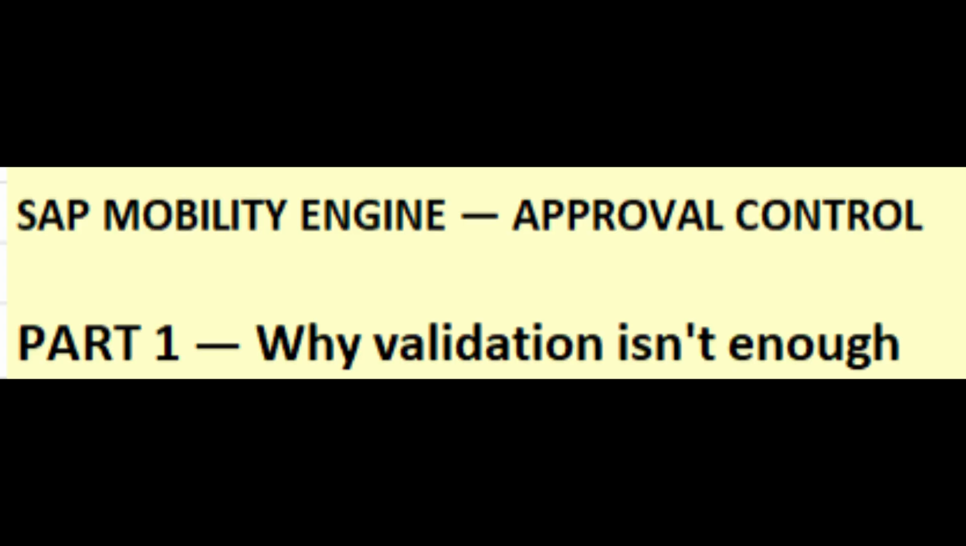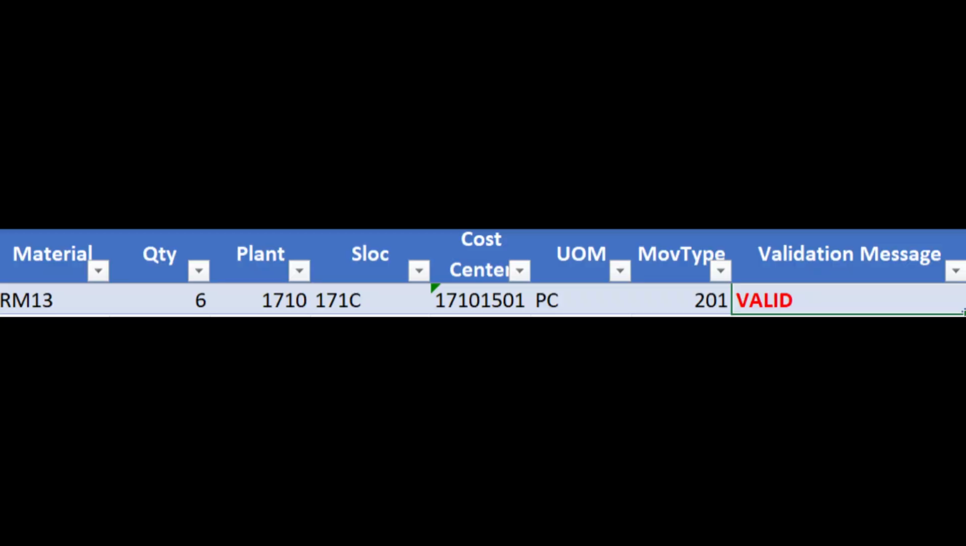SAP Mobility Engine Approval Control. Part 1: Why validation isn't enough. In the previous stage of the Mobility Engine, we protected SAP from bad requests. Missing material? Reject it. Quantity entered as text instead of a number? Reject it and move it into the error workflow.